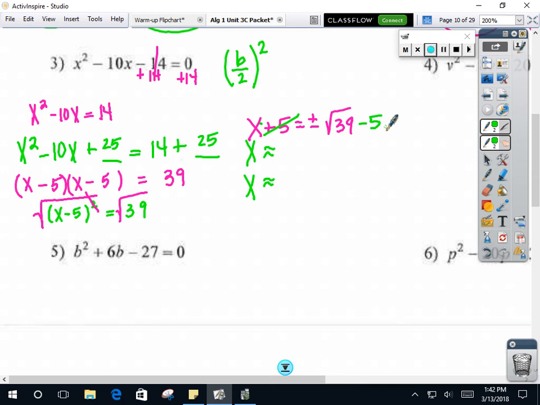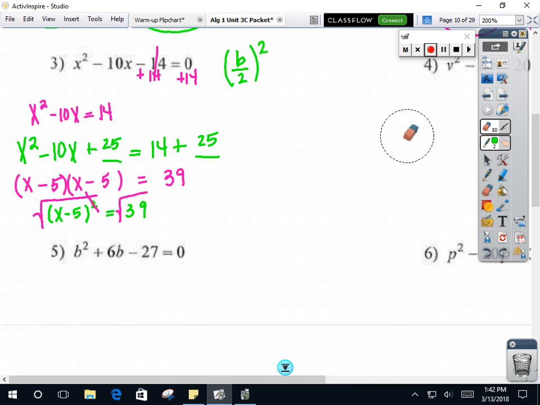You put a plus or minus on it. Yeah, because we're trying to get x by itself, so to get this 5 away from it, we had to minus it to the other side. Oh, no, I made a mistake. Yeah, this should be x minus 5 equals plus or minus square root of 39. And then, yes, you add the 5.